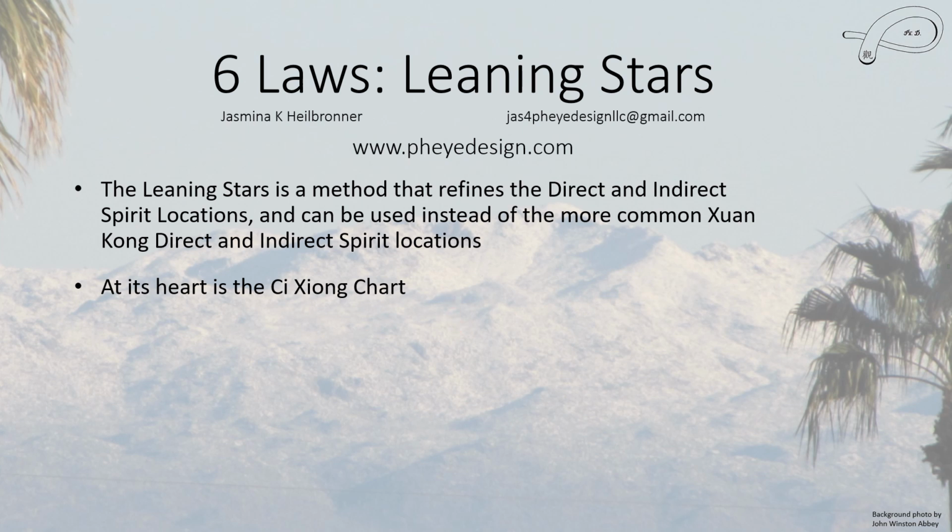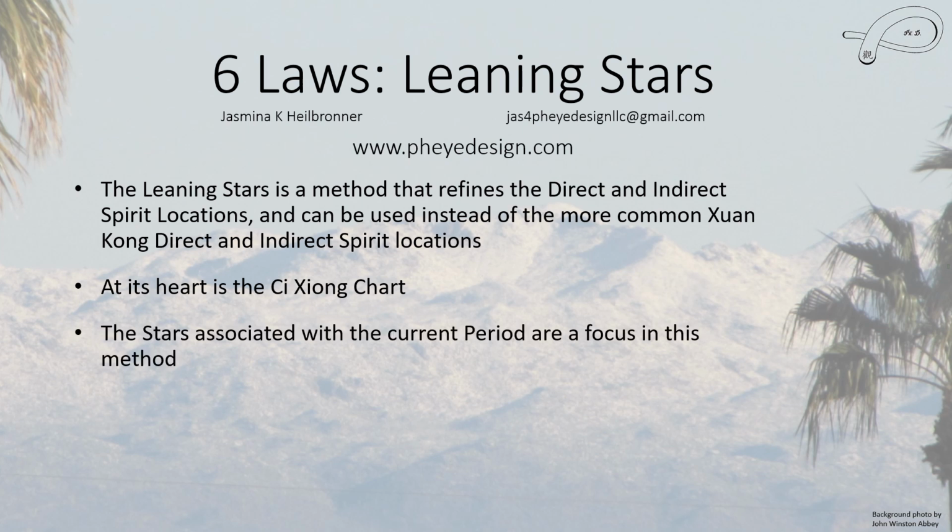Now, at its heart is still the Qi Hong chart, and I have a separate video about the Qi Hong and how to apply it. The star that is associated with the current period. So we are now in period 9. It started in 2017 and will go to 2043. Actually, it'll go to February 3rd of 2044, but that's nitpicking. So what we want to focus on is the star 9 within the leaning stars.